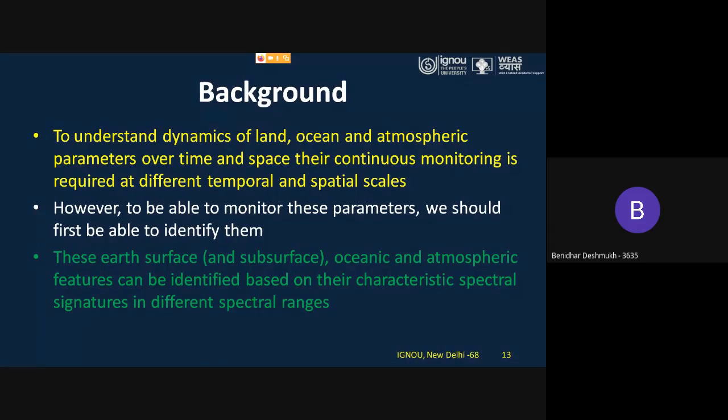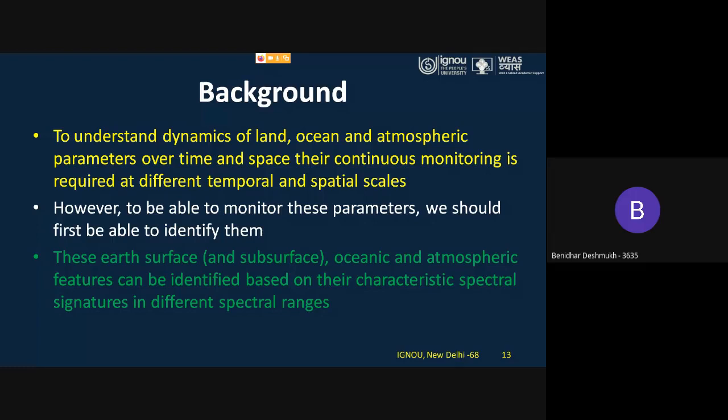However, we will be able to monitor them only when these parameters are identifiable by us in the images. Earth surface features, and also some subsurface features, and oceanic and atmospheric features can be identified based on their characteristic spectral signature in different spectral ranges.